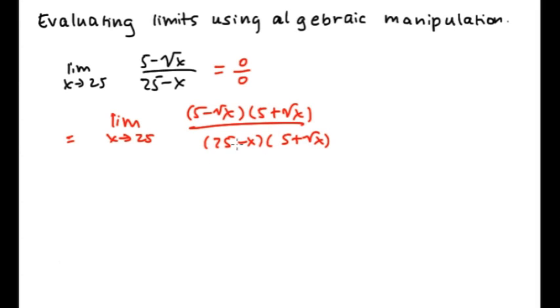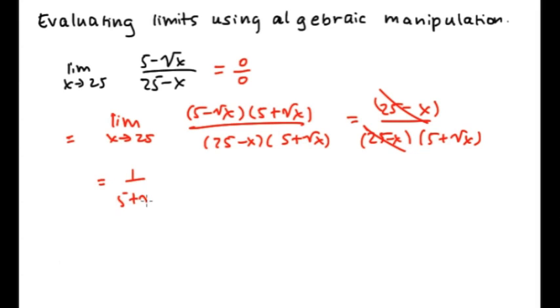So I'm not going to evaluate the denominator yet, and you'll see why. This is equal to, FOIL this out, we get 25 in the numerator, plus 5 rad x, minus 5 rad x, so those two cancel out, minus x. The denominator stays 25 minus x times 5 plus rad x. As you can see, the 25 minus x terms cancel out, which is why I didn't touch it. So this equals 1 over 5 plus rad 25. If we direct substitute 25, we get 1 over 5 plus 5, which is 1 over 10.